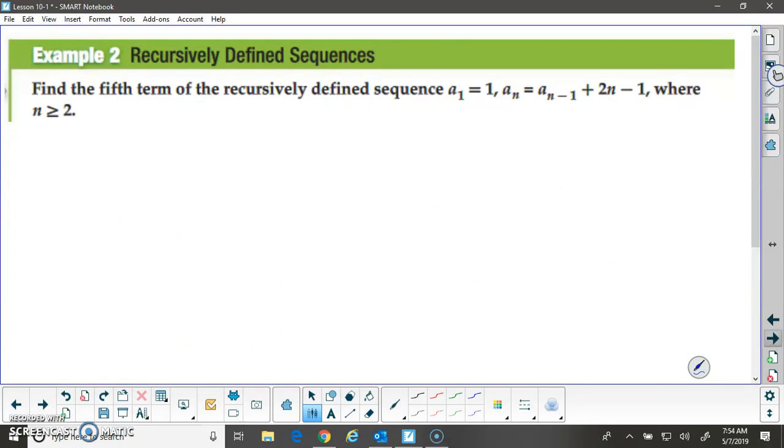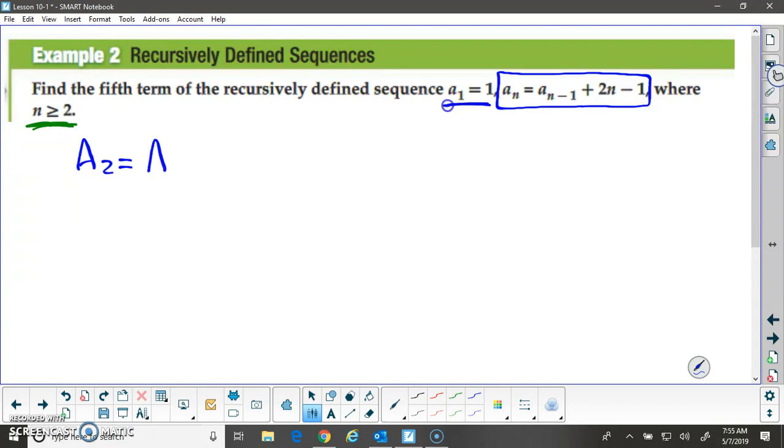My last example is kind of a hybrid between a recursive definition and an explicit one. This says to find the fifth term of the recursive sequence. You can see that they're giving us the first term, and then here is the recursive definition. What's unique about it is, like I said, it's a hybrid between a recursive and an explicit definition. So we're going to find our second term. How do I know that? Again, pay attention to this.